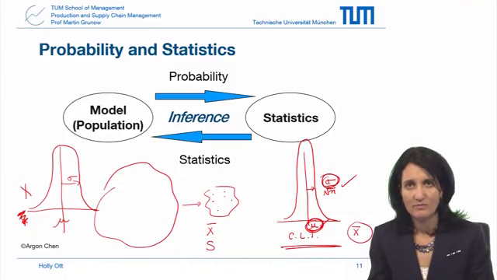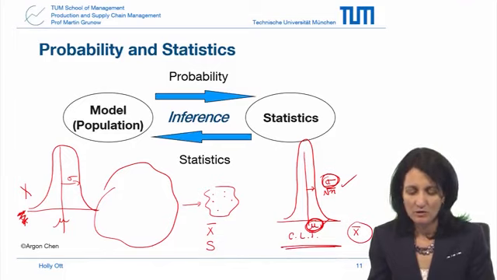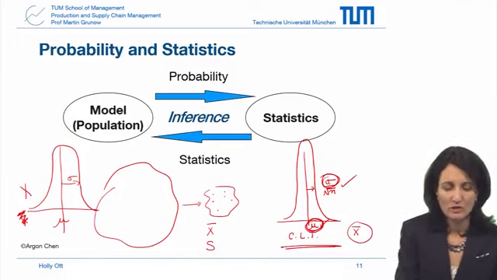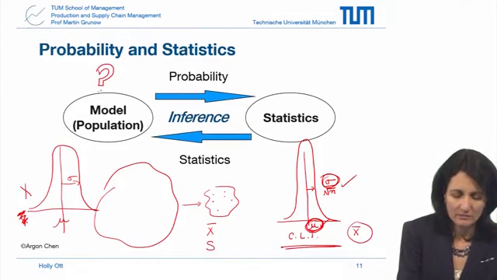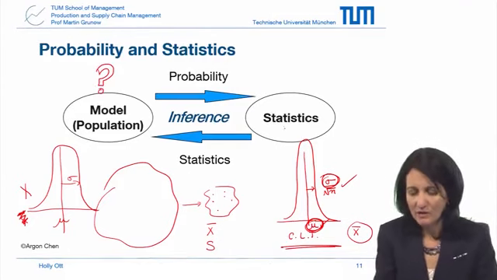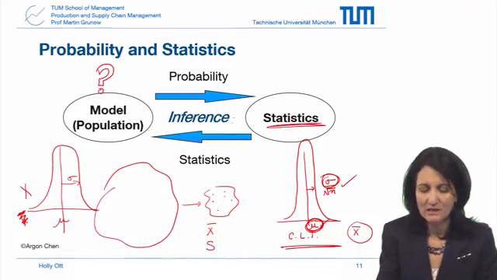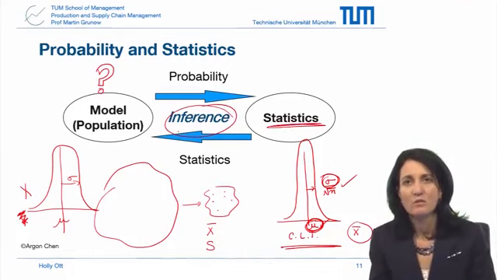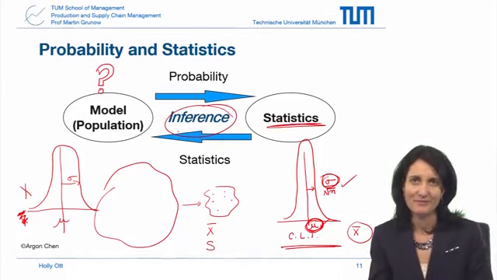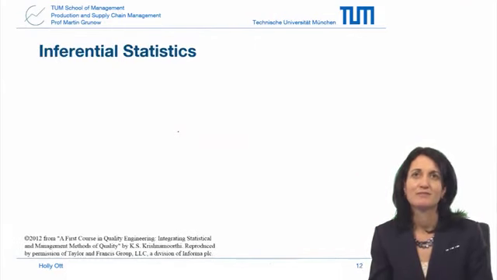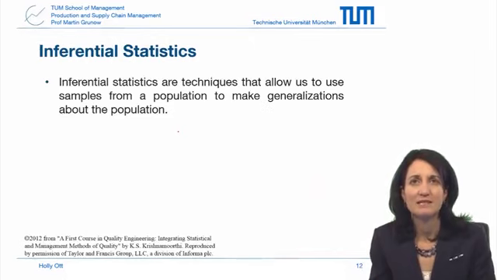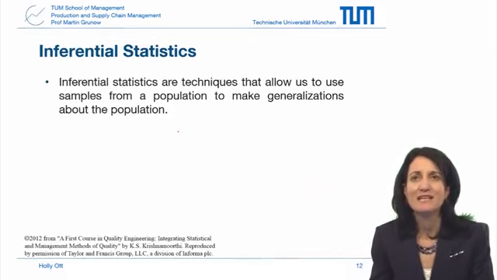So, looking back at the slide, do you remember we said when you don't know the model, we can then use statistics to infer what the model of our population is. And this is the meaning of inferential statistics. These are the techniques that allow us to use a sample from a population and to use this sample to make generalizations about the population.